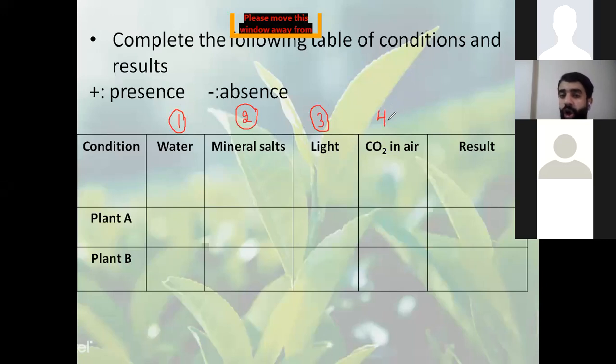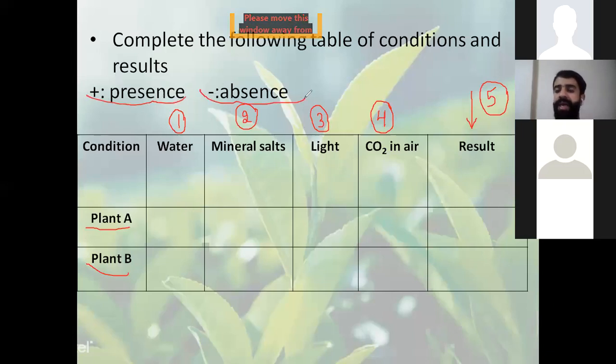is the CO2. Here they didn't mention CO2, and also they didn't mention the light, so they are present here. Water is found, and the variable is the mineral salts. Here are the conditions. Here we have plant A and plant B. And finally, we have the results, which is number 5. So we have 5 columns: water, mineral salts, light, CO2, and the results. First, we have to put the legend. Plus means presence, and minus means absence.